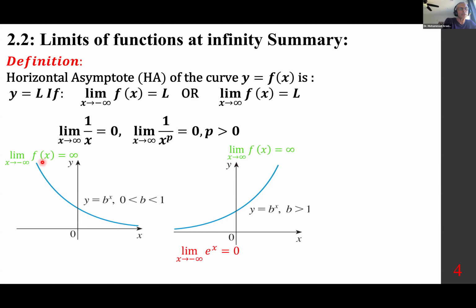In this case, the limit of f of x as x approaches negative infinity is infinity refers to the second quadrant. However, the limit of e to the power of minus x as x approaches infinity is 0, as an example, which makes y equals 0 the horizontal asymptote.